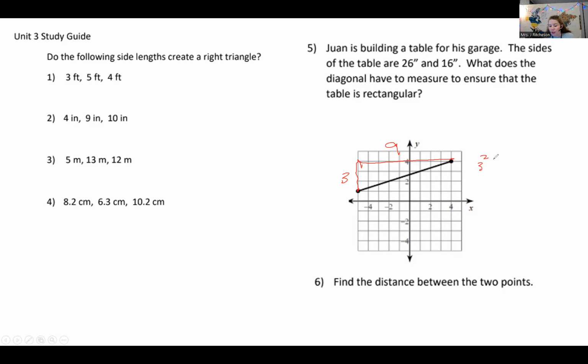So I'm going to do 3 squared plus 9 squared is equal to c squared. 3 squared is 9 plus 9 squared is 81. So 81 plus 9 would be 90 is what c squared equals. So now I'm going to find the square root of both sides. So the square root of 90 rounded to the nearest tenths would be 9.5. Or rounded to the nearest hundredths, it would be 9.49. All right?